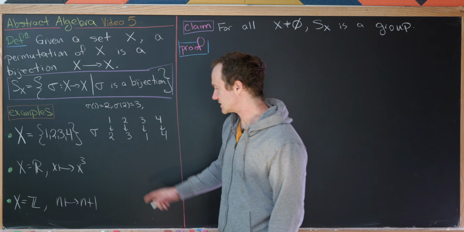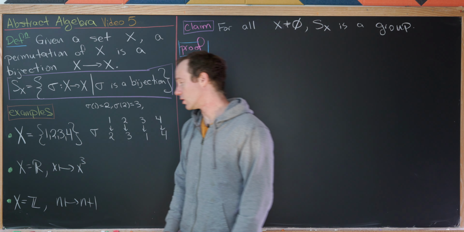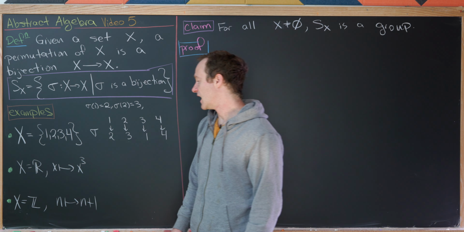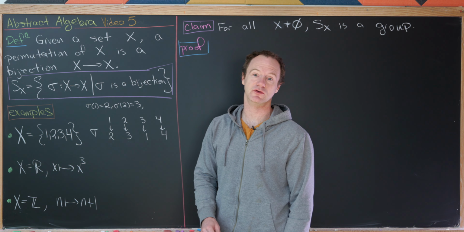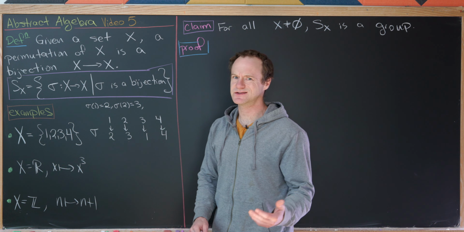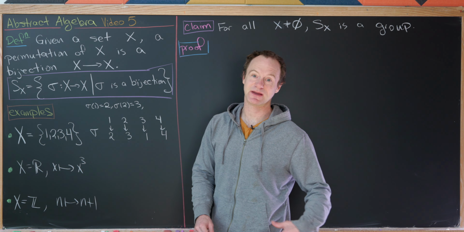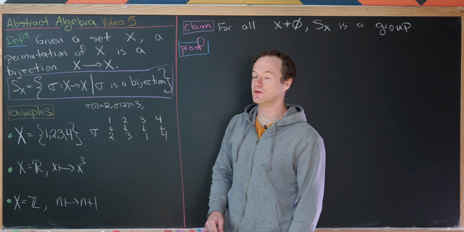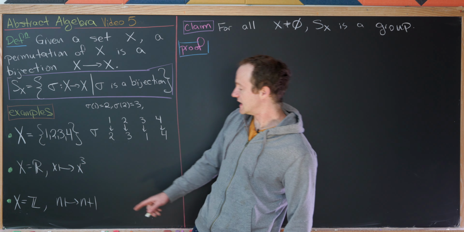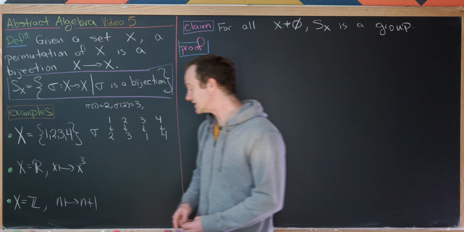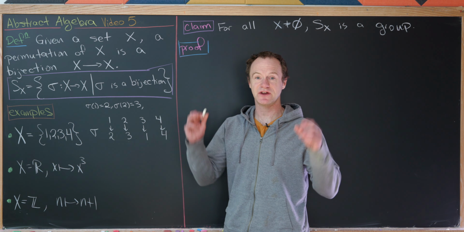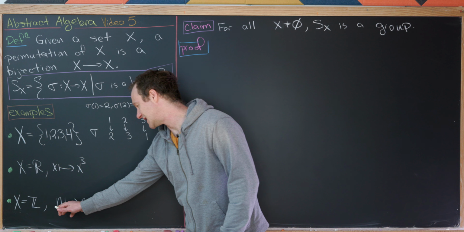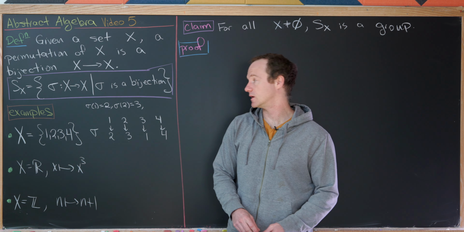For another example, let's take X to be all real numbers, and we'll take the function that takes x to x cubed. This is also clearly a bijection, which makes it a permutation of the real numbers. Next, let's take X to be the integers, and then we'll have our bijection be the shift bijection. It takes n to n plus 1.